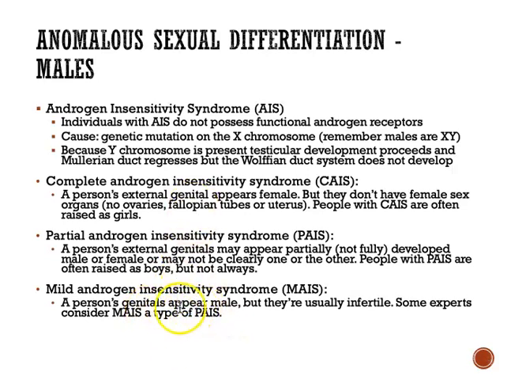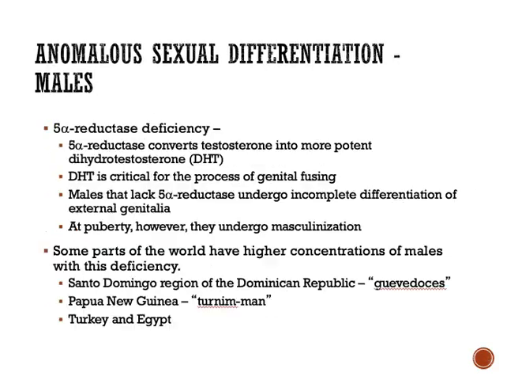So you go all the way from appearing male to appearing female, and then somewhere in between. Okay. Now, this one is a very interesting one for males. There's an enzyme called 5-alpha reductase. Okay, this 5-alpha reductase is really important in males. It converts testosterone into the more potent form of testosterone called dihydrotestosterone. Okay, and this dihydrotestosterone is critical for the process of genital fusing, meaning making the scrotum, right?